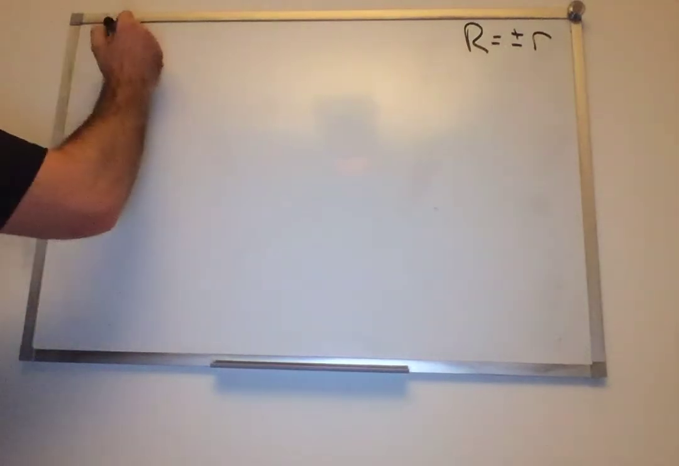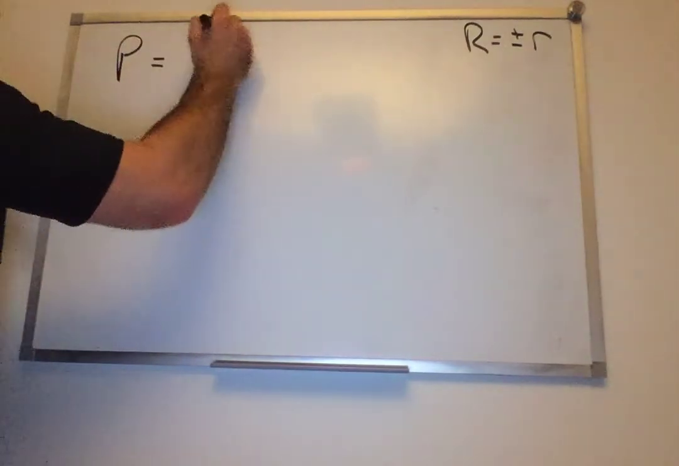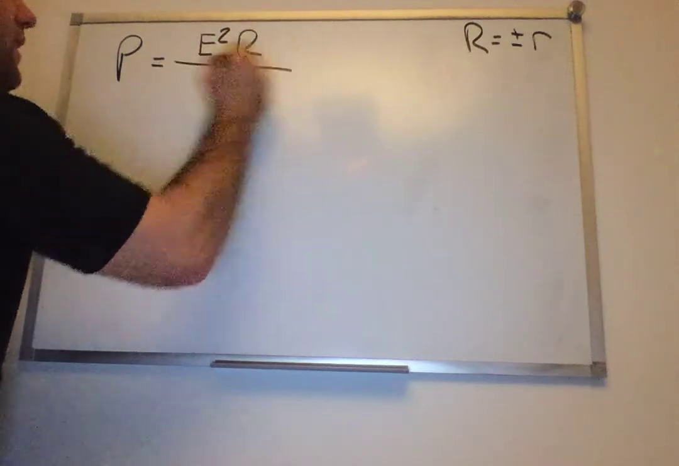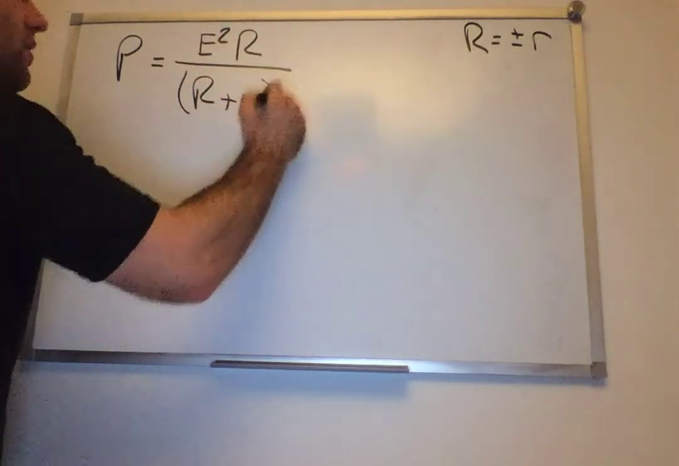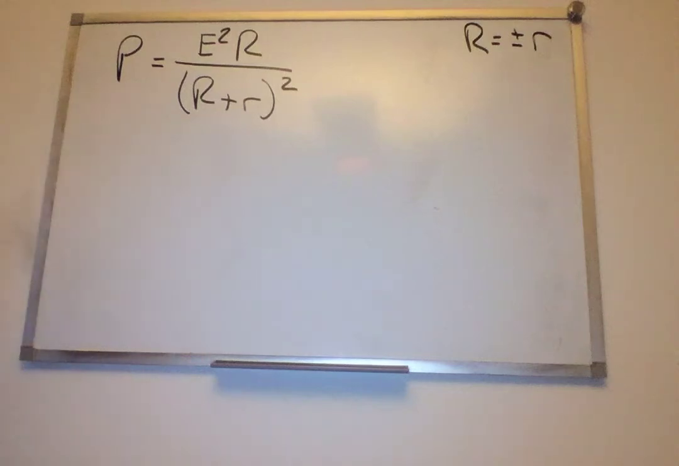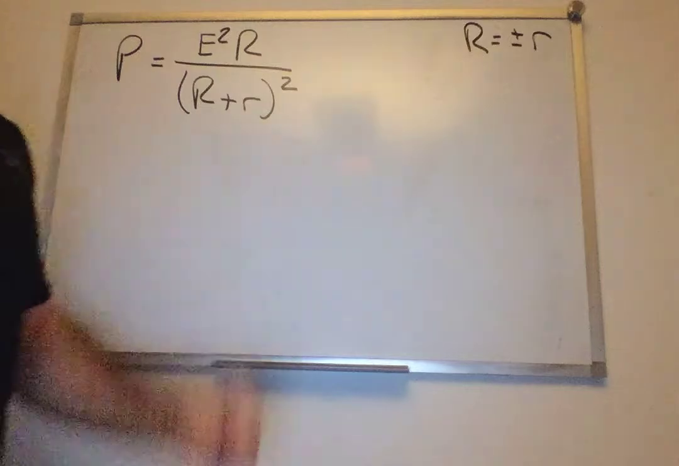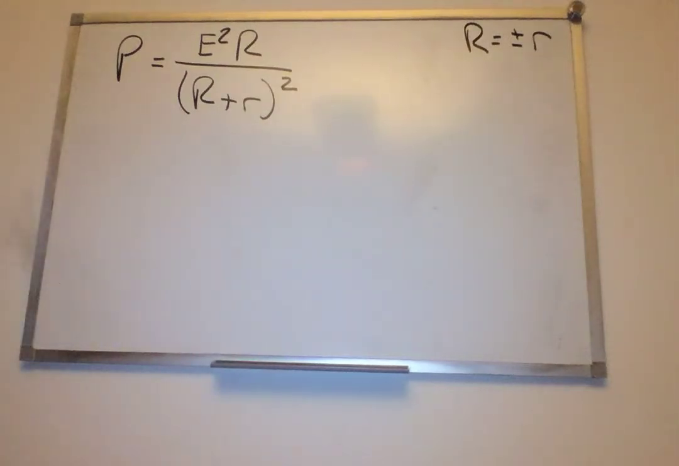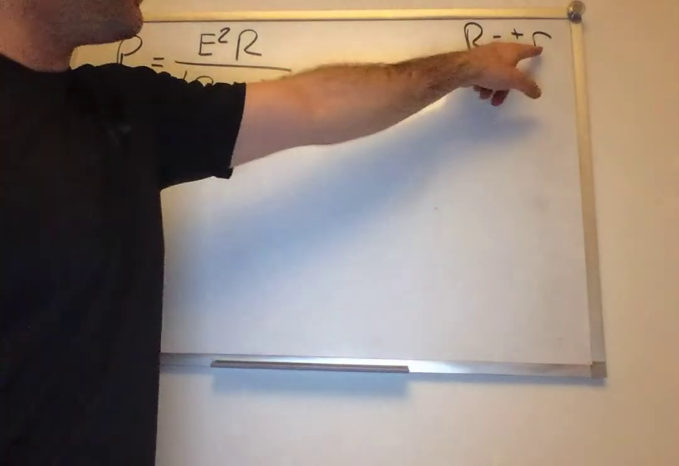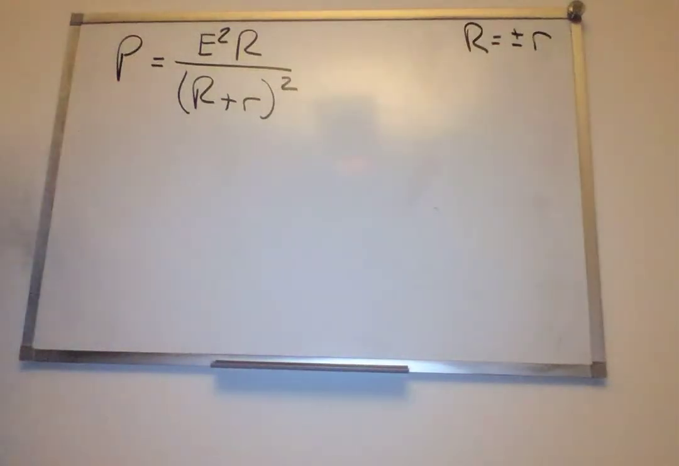So we get the power formula back up here again. Big E squared, big R divided by big R plus little r squared. Now, we had 2 solutions. We got plus and minus little r. However, can we have negative little r? Can we have a negative resistance? No, we cannot, okay? Resistances in resistors are a positive value. So we are going to throw out the negative.